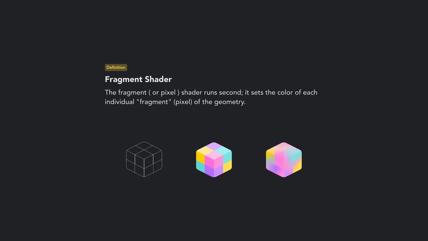So on the left, we have a geometry where the vertices are already placed. We then color each individual fragment or pixel, and then have the ability to blend them to create different colors.